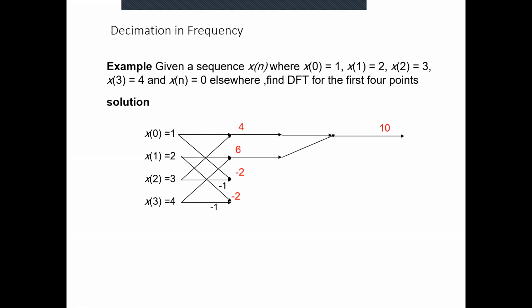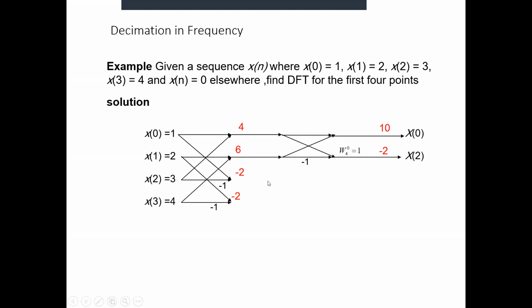Now, in the second stage, we are going to perform the N over 2 operation. Here we have 4 plus 6 will be 10, and 4 minus 6 will be minus 2, multiplied by W40, and it will be minus 2. W40 will be 1.